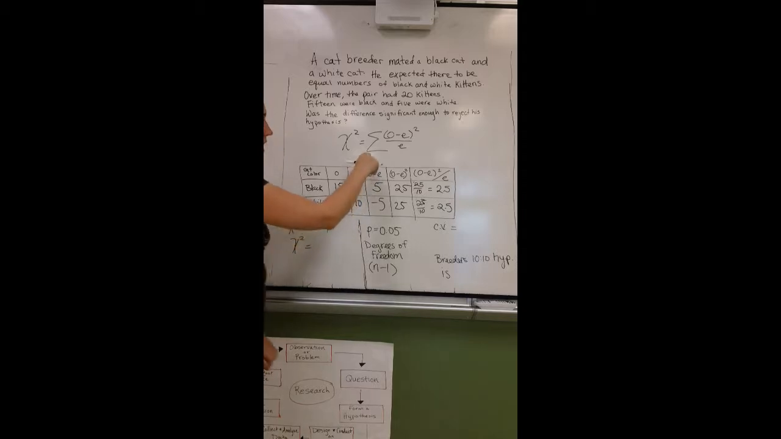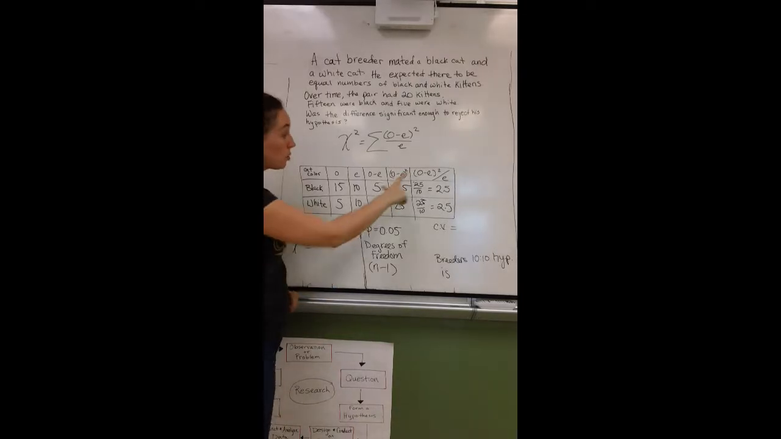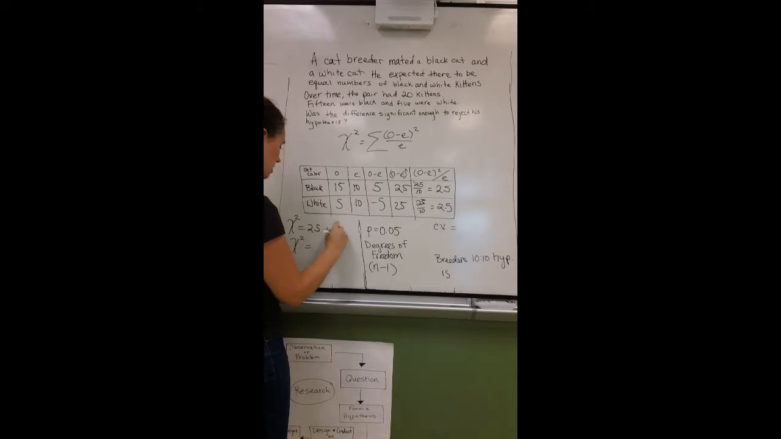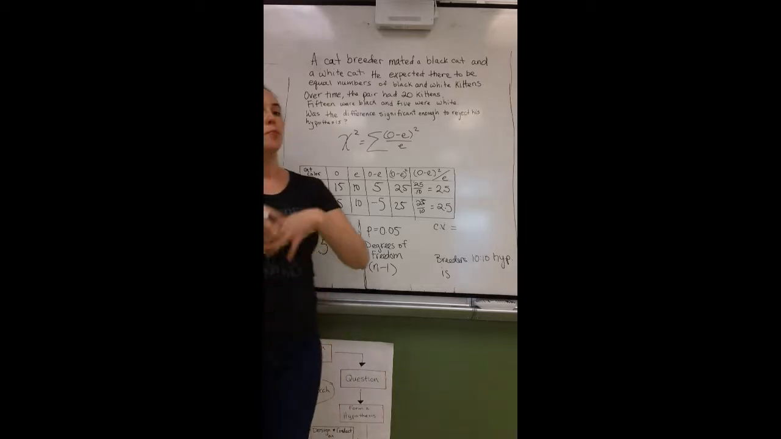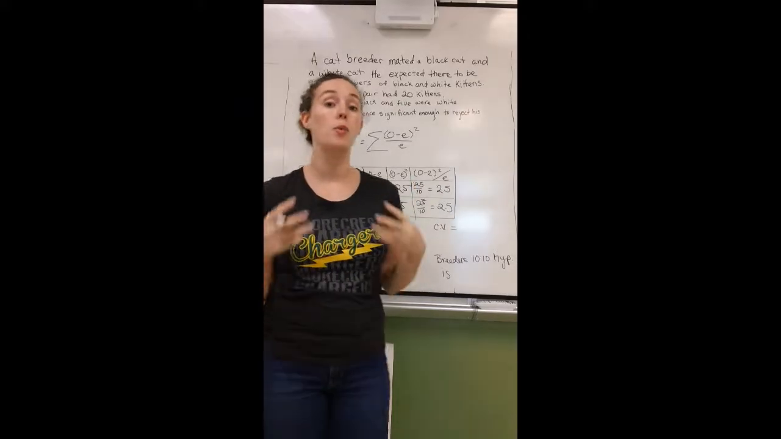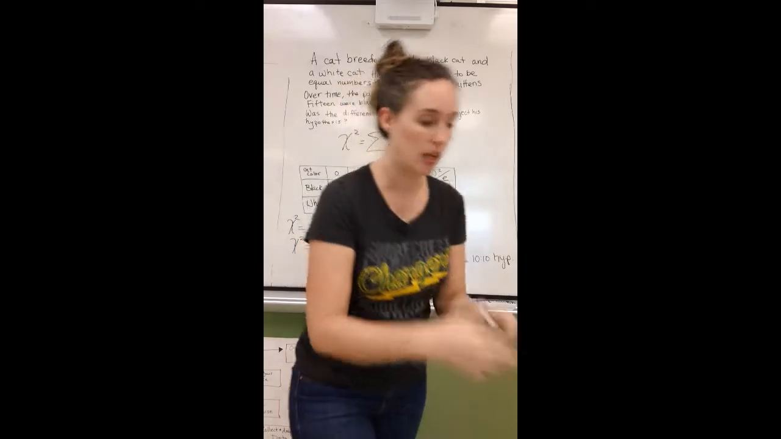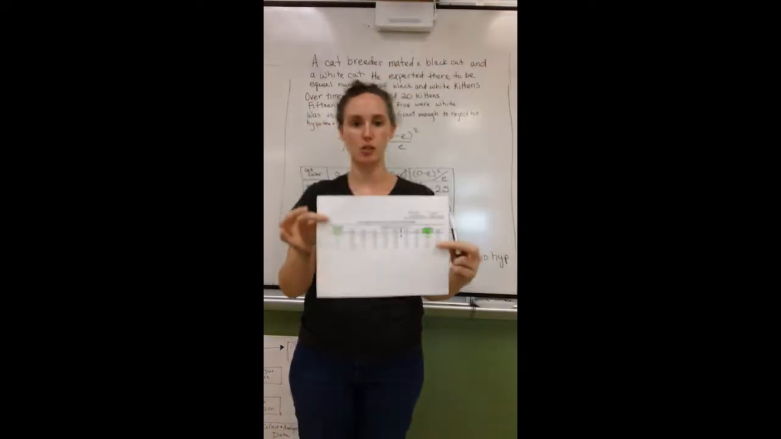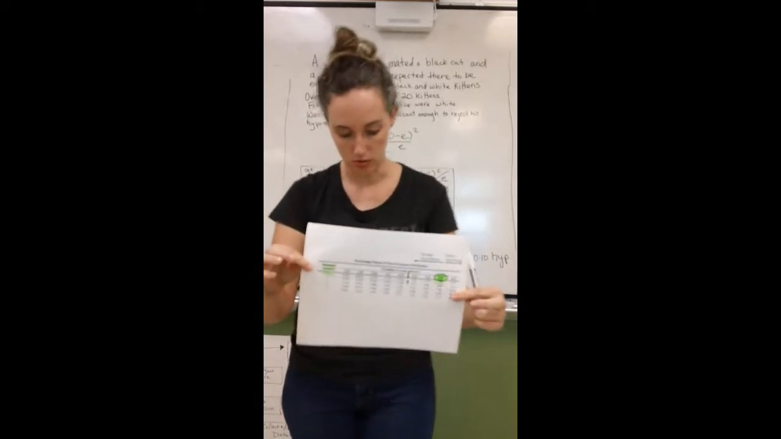Then we're going to add these up. So chi-square is going to equal this 2.5 from the black cats plus the 2.5 for the white cats. And so our final chi-square value is 5. 2.5 plus 2.5. Okay, but what does this mean? What does this number do for us? Well, by itself it doesn't do anything, but we're going to compare it to a number on this chi-square distribution chart. I know you won't be able to see it perfectly, but here's the general idea.